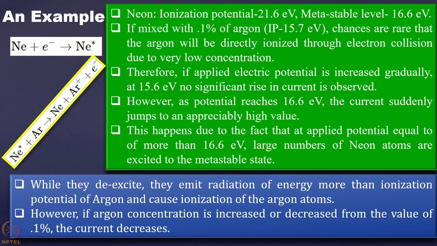actually. But if argon concentration is increased or decreased from the value of 0.1%, the current whatever you are observing will decrease. So there is an optimum concentration for which this Penning effect is observed, and it is due to the metastable level that is present in the main gas.